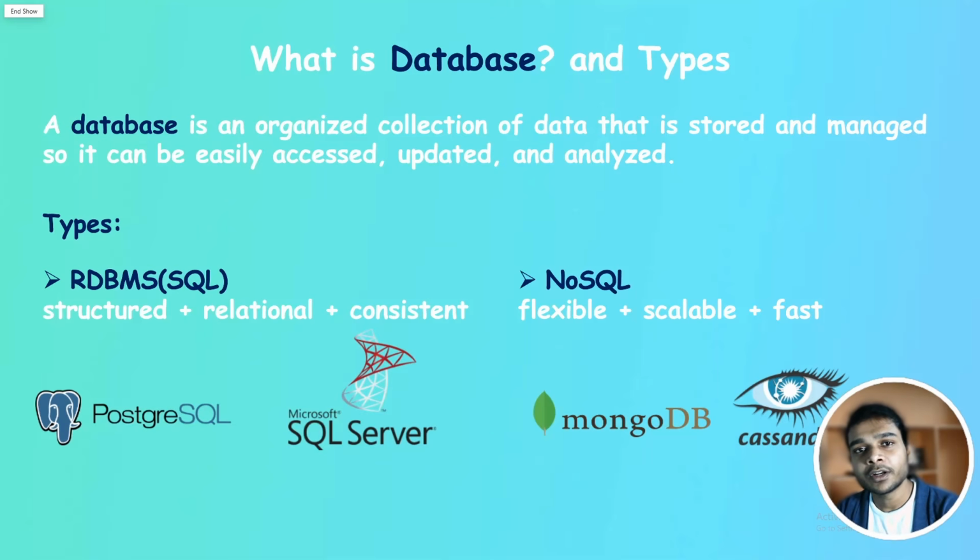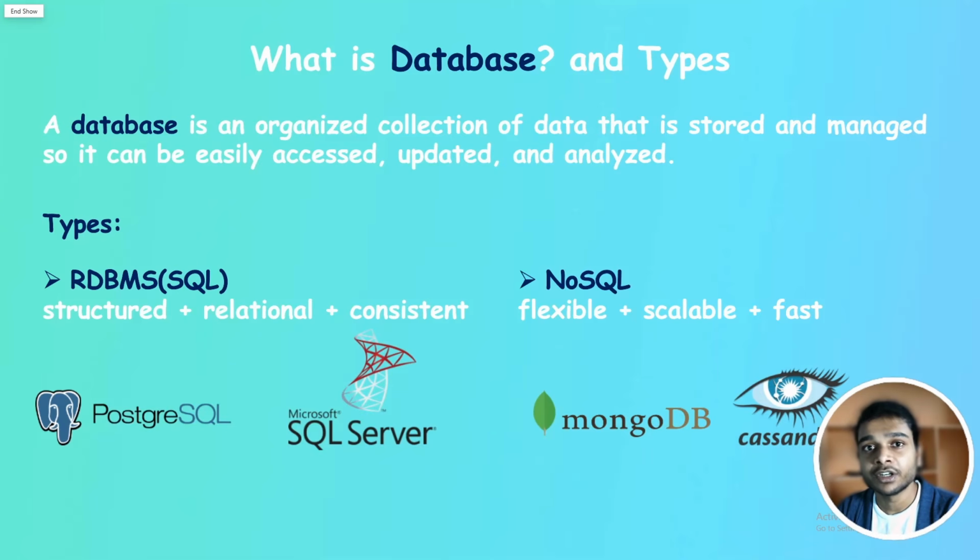And according to the structure, the format of the storage that we use for this data, these databases are divided into two types. Relational Database Management System, which is known by the acronym RDBMS, and also known as SQL database. And the second one is Non-Relational Database Management System, which is also known as NoSQL database.